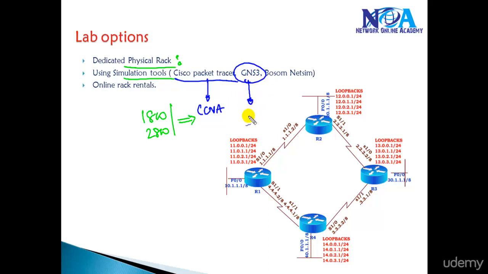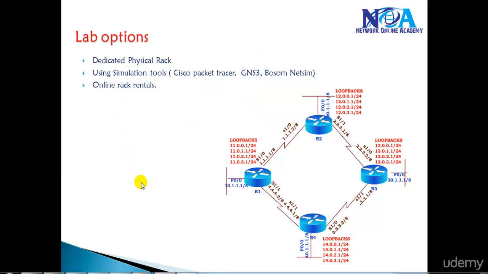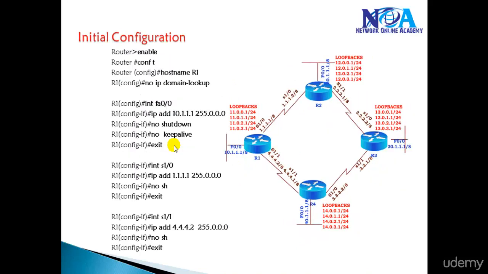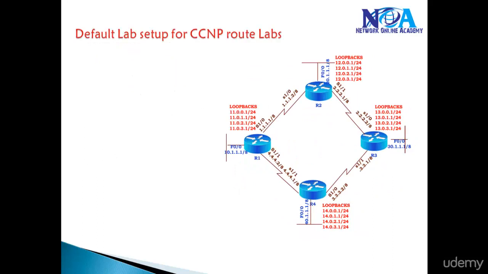If you're planning to use simulation tools, GNS3 is the alternative for most of the CCNP and CCIE level labs, which supports some of the high-end configurations, or you can use some online rack rentals. In my next sections, I'm going to give an overview of the GNS3 program, which I'll be using for the labs, and how to set up or design the topologies in it. In this section, we have seen the default lab setup I'm going to use, and the IP addressing part.